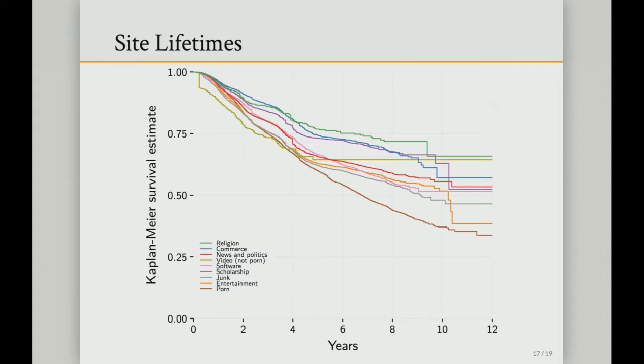So regardless of the topic, roughly a quarter of the pages are gone after 4 years is the sort of high-level conclusion here. And then there's a bit of a knee. And another interesting thing is that pages classified as religion, commerce, and scholarship tend to be longer lived than pages that are news or entertainment or porn.